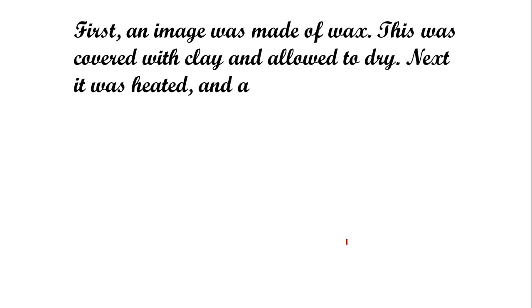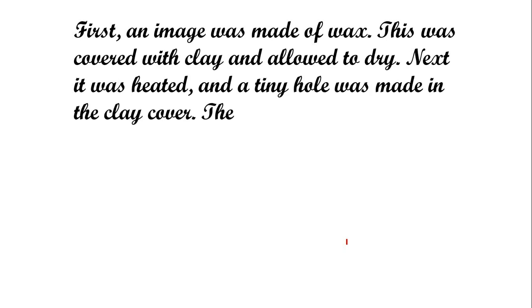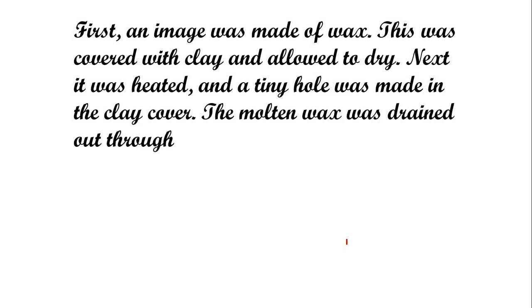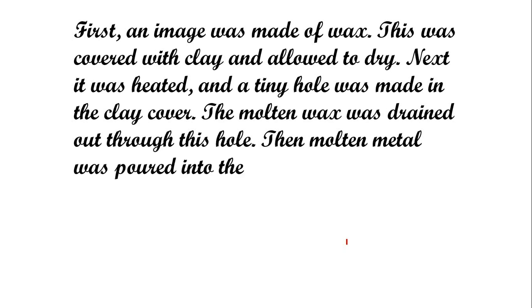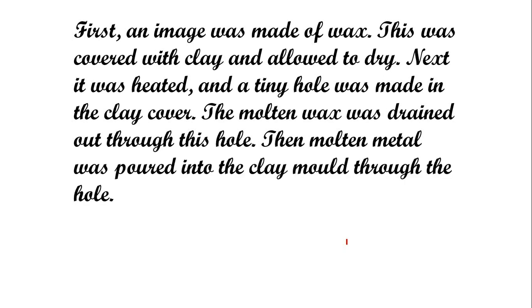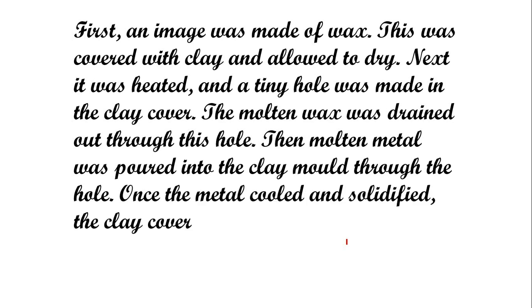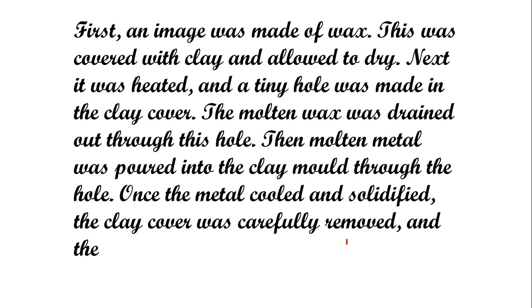Under this technique, first an image was made of wax and this was covered with clay and allowed to dry. Next, it was heated and a tiny hole was made in the clay cover. The molten wax was drained out through this hole. Then molten metal was poured into the clay mold through the hole, and once the metal cooled and solidified, the clay cover was carefully removed and the image was cleaned.